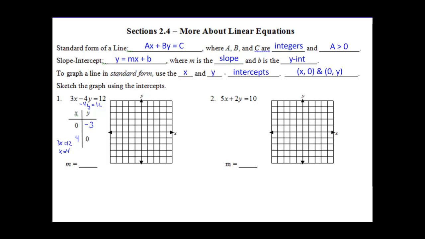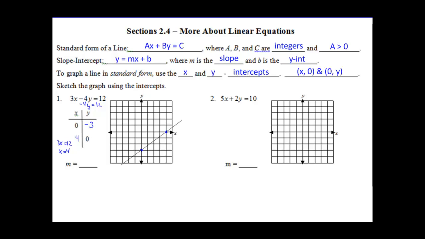Well, we can go over to 4. 1, 2, 3, 4. We can put our dot. If we go to 0 down to negative 3, 1, 2, 3, we can put our other dot. We can connect the 2 points with our handy dandy line, and there is our graph.